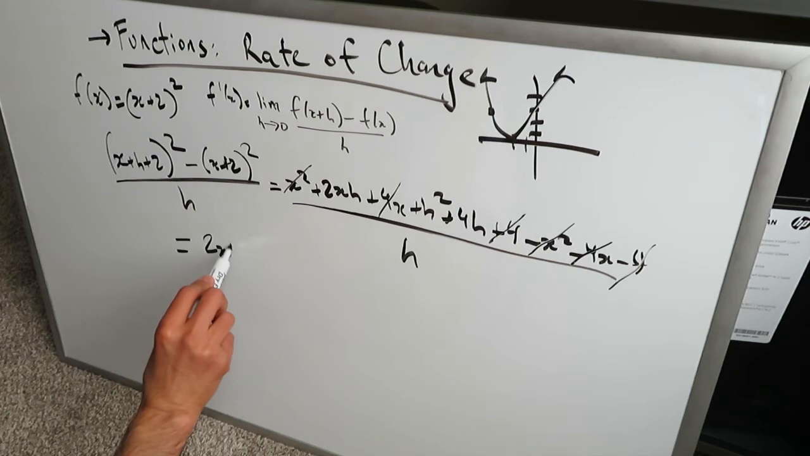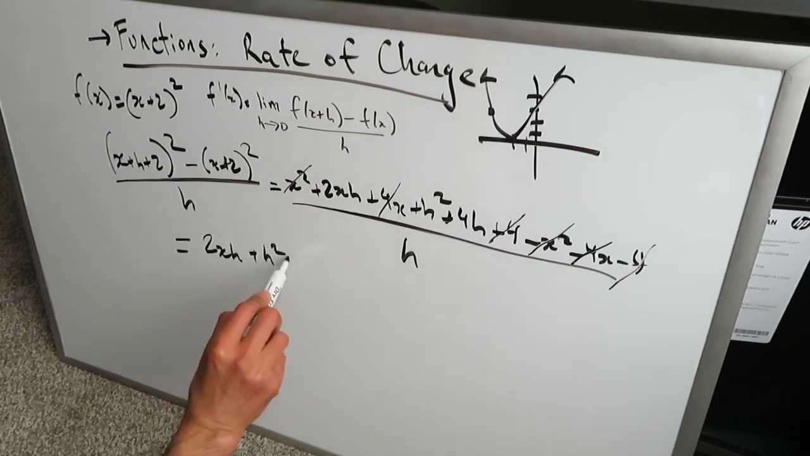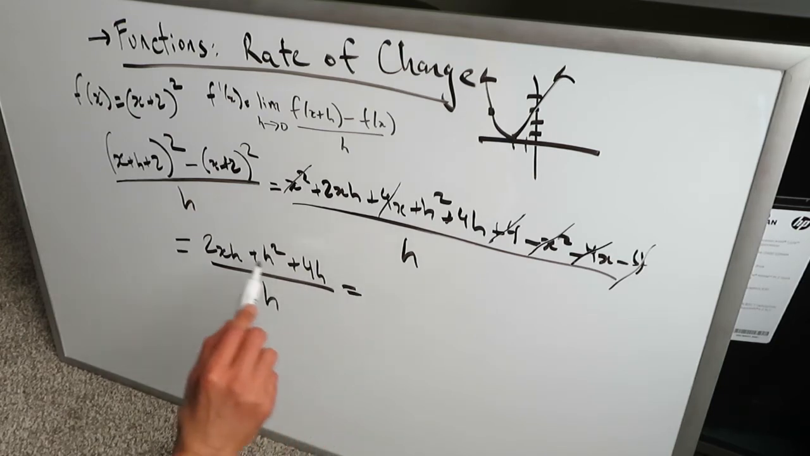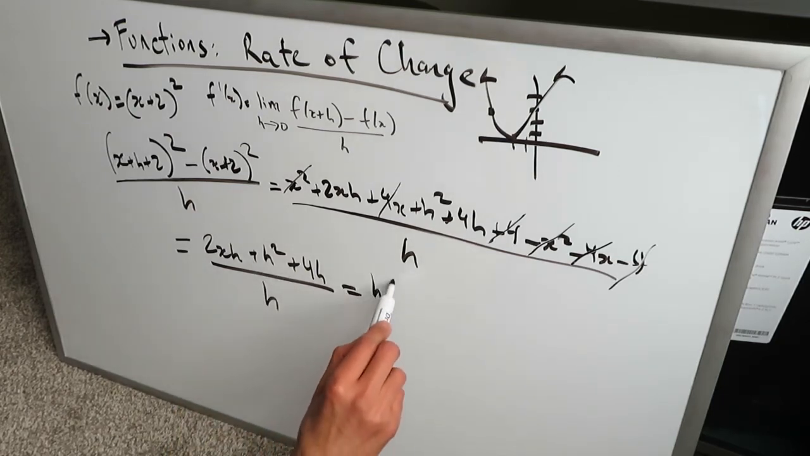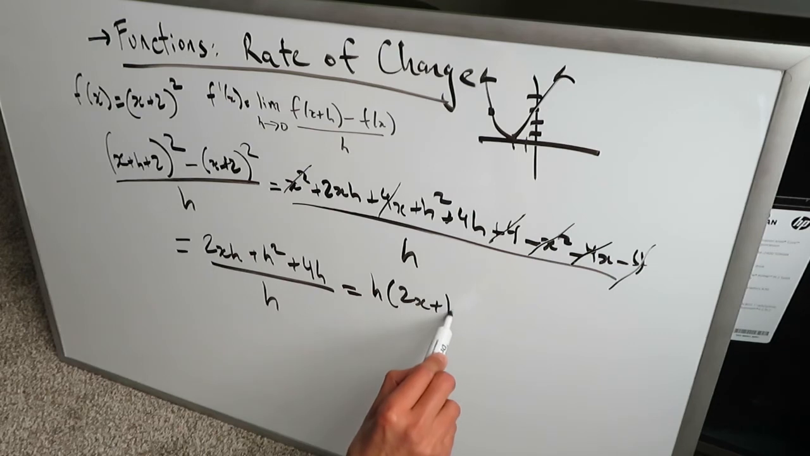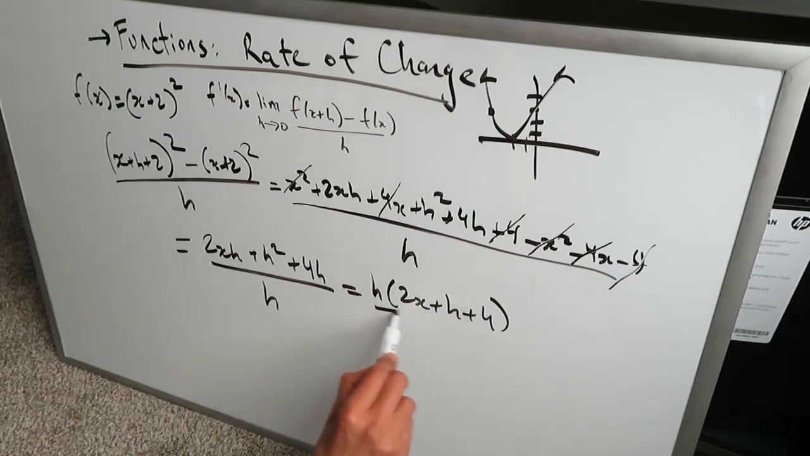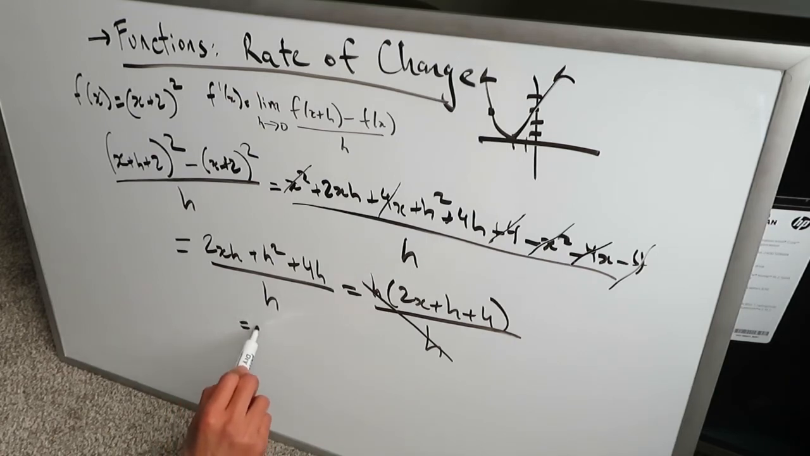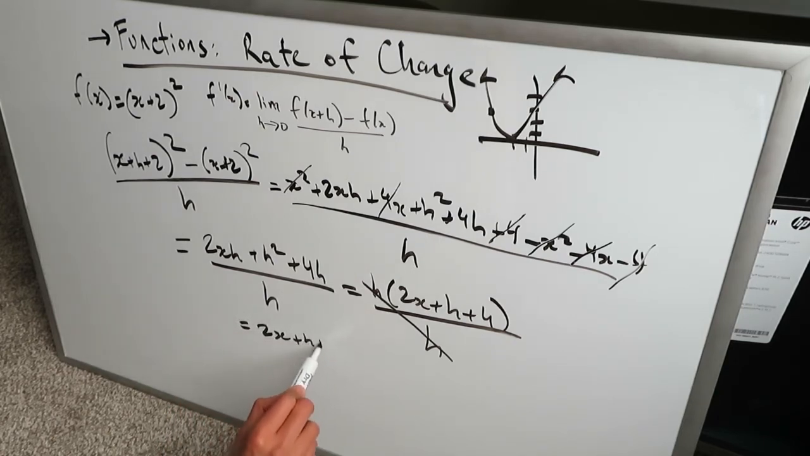You have a 2xh plus h² plus 4h over h. Isolate h from your numerator. You get h times (2x + h + 4) all divided by h. Cancel these out. What do you get? You get a 2x + h + 4.